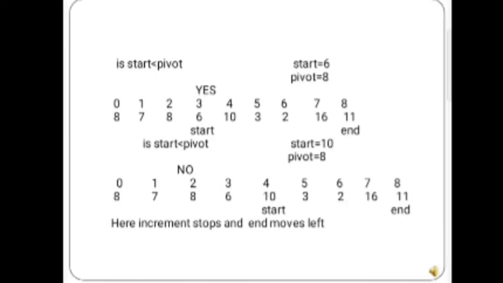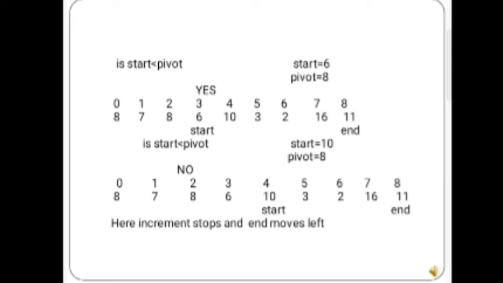So the next case is start is less than pivot. Again start is 6 and pivot is 8. So 6 is less than 8, so the condition is true. So we go to the next case: is start less than pivot? Here start is 10 and pivot is 8. Start is 10, pivot is 8, so the condition is false.